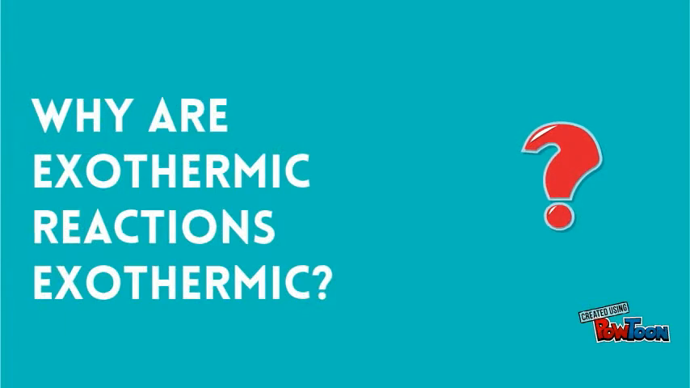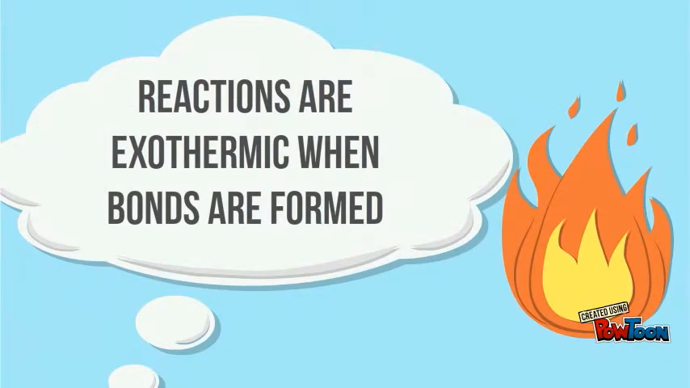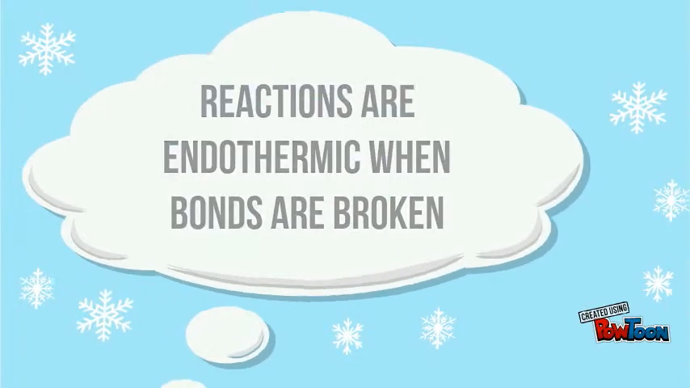But why are exothermic reactions exothermic and endothermic reactions endothermic? It's because of bonds. Contrary to the belief of some, reactions are exothermic because of the formation of bonds, because when substances release energy, they become more stable. That is why most formation reactions are exothermic. And endothermic reactions are actually due to the breaking of bonds, because when energy is absorbed, they become less stable. That is why most dissociation reactions are endothermic.